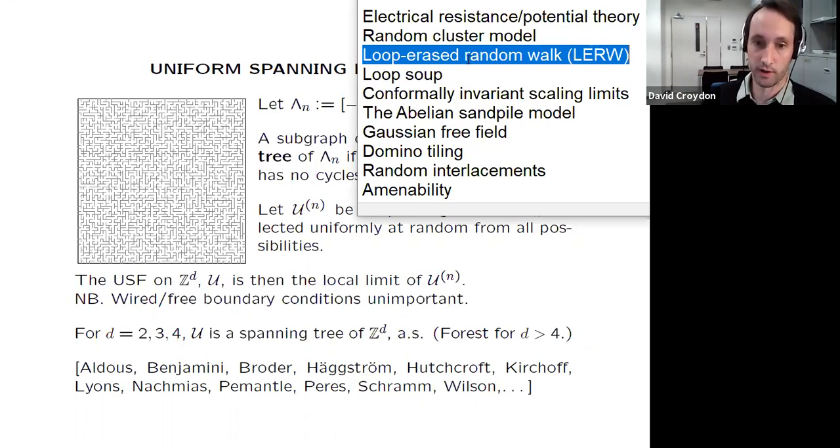It also has an important role in the recent history of conformally invariant scaling limits, pioneered by Oded Schramm and his co-authors. In particular, in the paper in which he introduced the Schramm-Loewner evolution, it was the loop-erased random walk that was the first model where he really understood what the SLE-type scaling limit should be. Since then, there has been much work on all sorts of other models in two-dimensional statistical mechanics where these SLE-type curves appear.